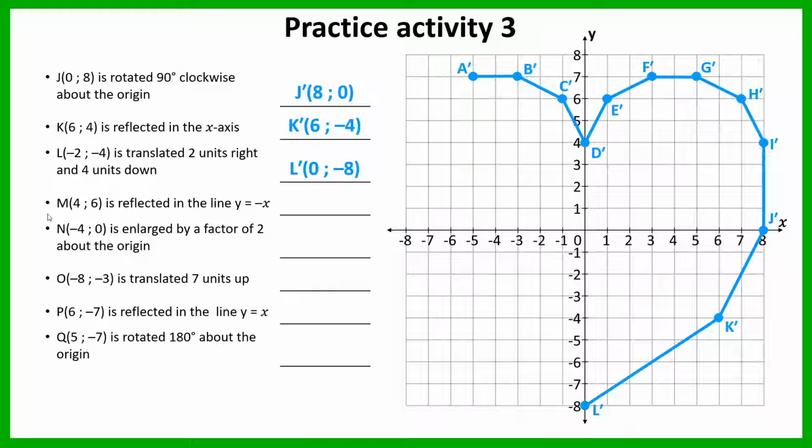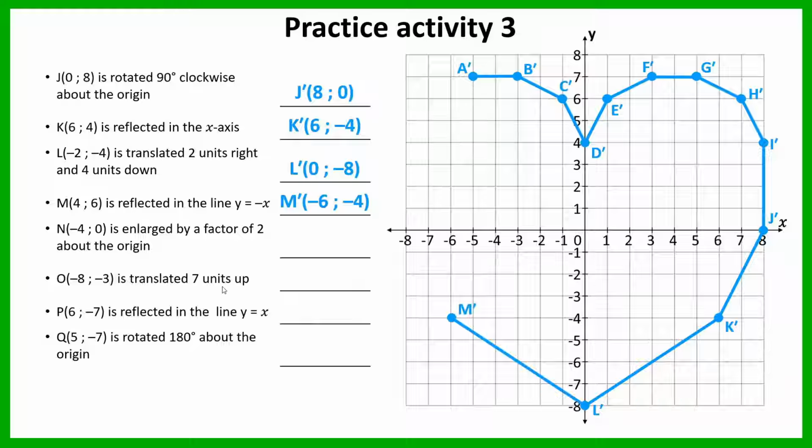Then I've got the point M, which is 4, 6. So over here I've got 4, 6, like that. And it needs to be reflected in the line y equals -x. So if I go from 4, 6, like here, I go 1, 2, 3, 4, 5 diagonal blocks. 1, 2, 3, 4, 5 diagonal blocks. That gives me the point -6, -4. So the coordinates of M prime are going to be -6, -4. And I plot it like that and join it up.